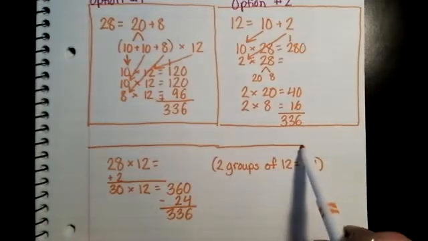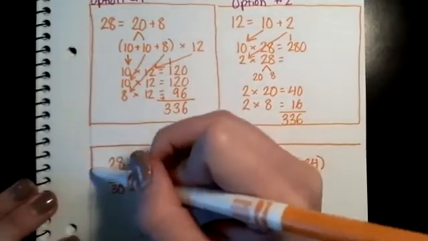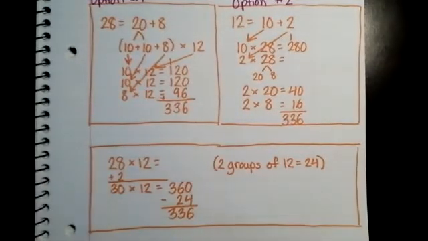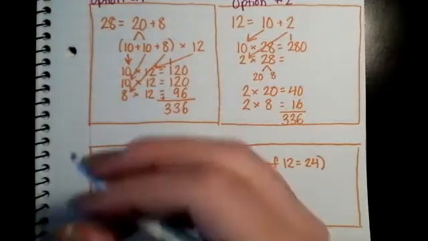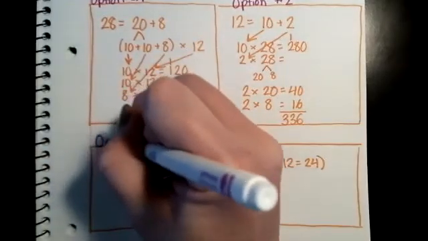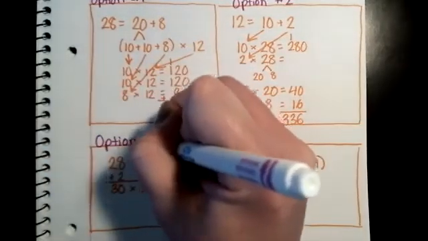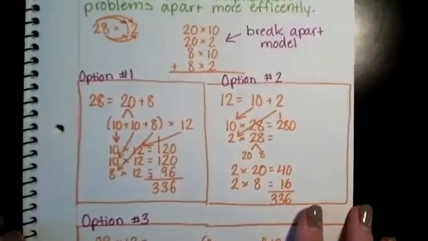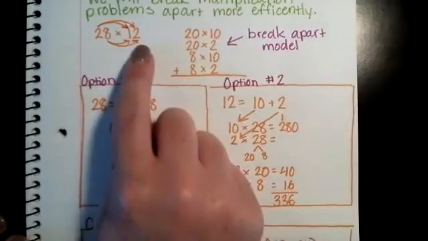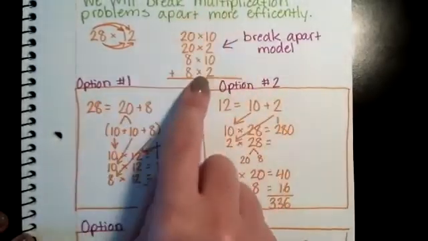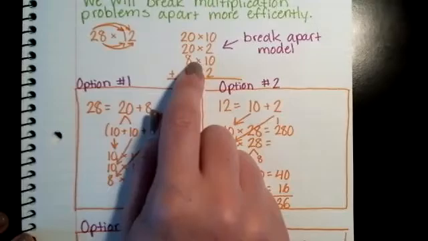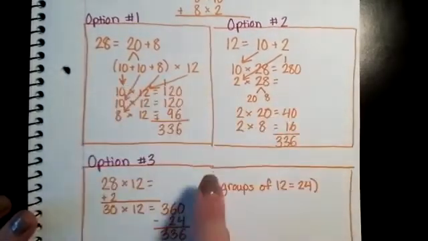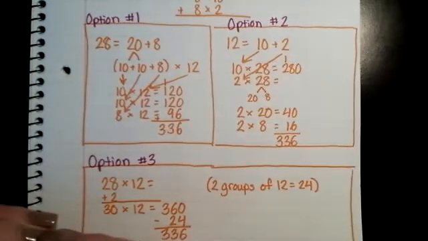Okay, so that one right there, let me box that in. That would be option number 3. So basically what I did here is I took 28 times 12, and instead of using the typical break apart model, which is fine if you just want to do that, I looked at 3 other ways to solve that problem by clustering numbers I understood.